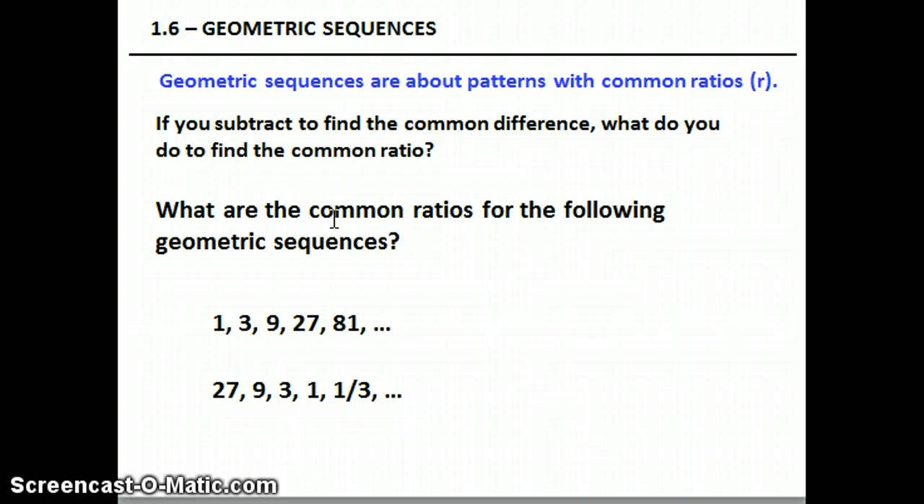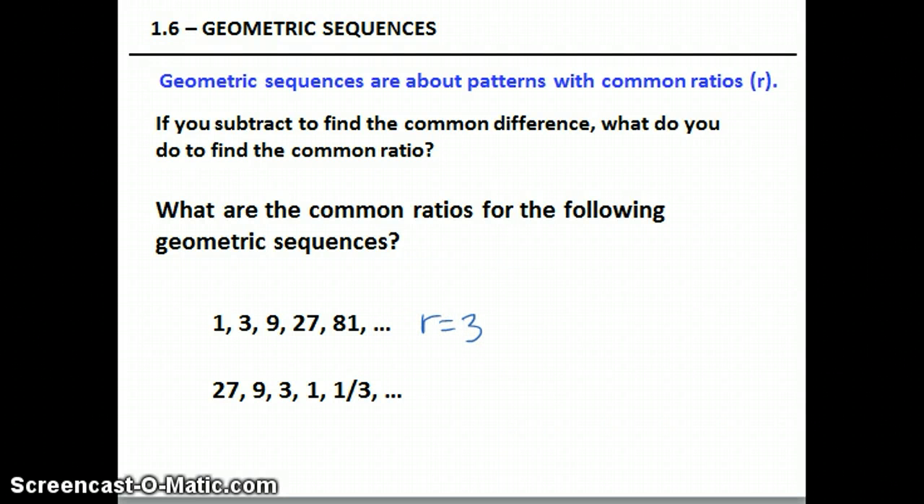So if you look at the examples, what are the common ratios for these geometric sequences? Well, what are we doing here? We're multiplying by 3 each time. Or you can say, look, 27 divided by 9 is 3. 9 divided by 3 is 3. Therefore, my common ratio is going to be, either way, 3.